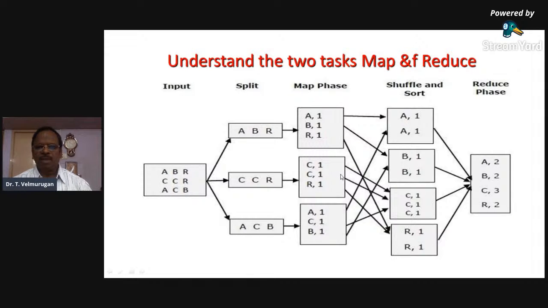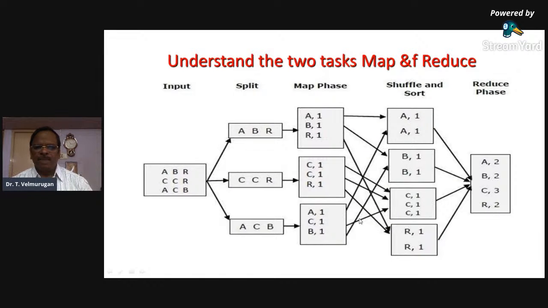Here, we can shuffle and sort A, B, C and then R. This is sorting. How can we shuffle? Here, there are 3 letters A, B, R. This A is going to this phase and this B is going to the second phase, R is going to this third phase. Shuffling method. In the second map phase, C1 is going to this one, C1 is going to this one, and R1 is going to this one.